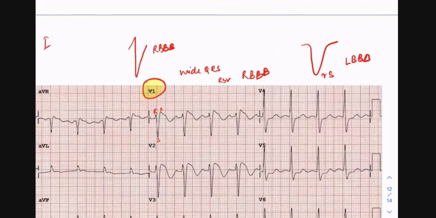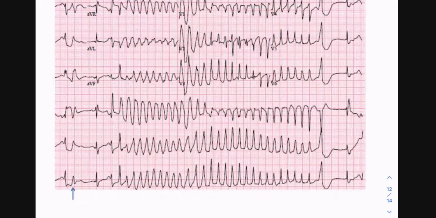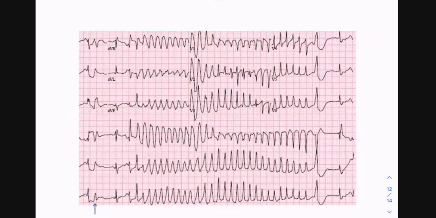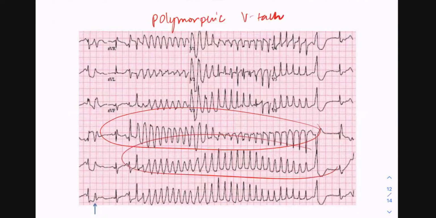Okay, moving on. This is a polymorphic VT, and you can probably understand why it's polymorphic and not monomorphic this time, because you see that beat to beat variation.